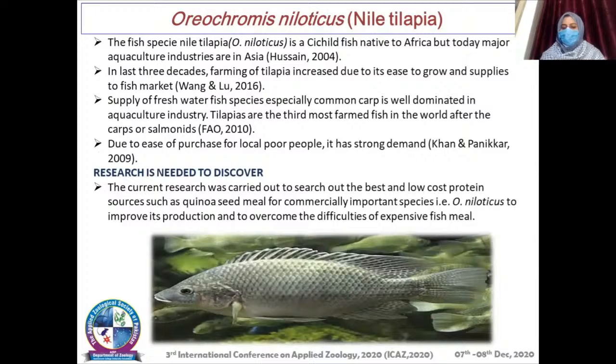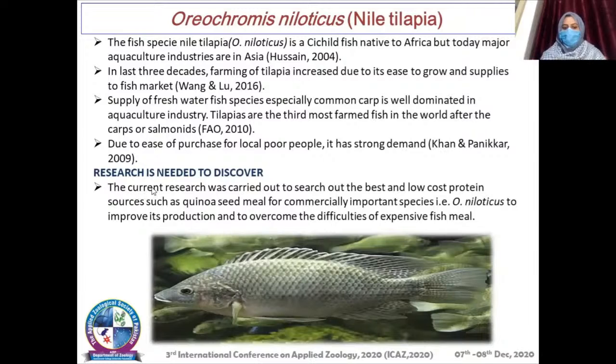The fish species I chose is the Nile tilapia, which is a freshwater fish native to Africa, but today its major aquaculture industries are in Asia. Supply of freshwater fish species, especially common carp, is well dominated in the aquaculture industries. Tilapia are the third most farmed fish in the world after the carps and salmonids.